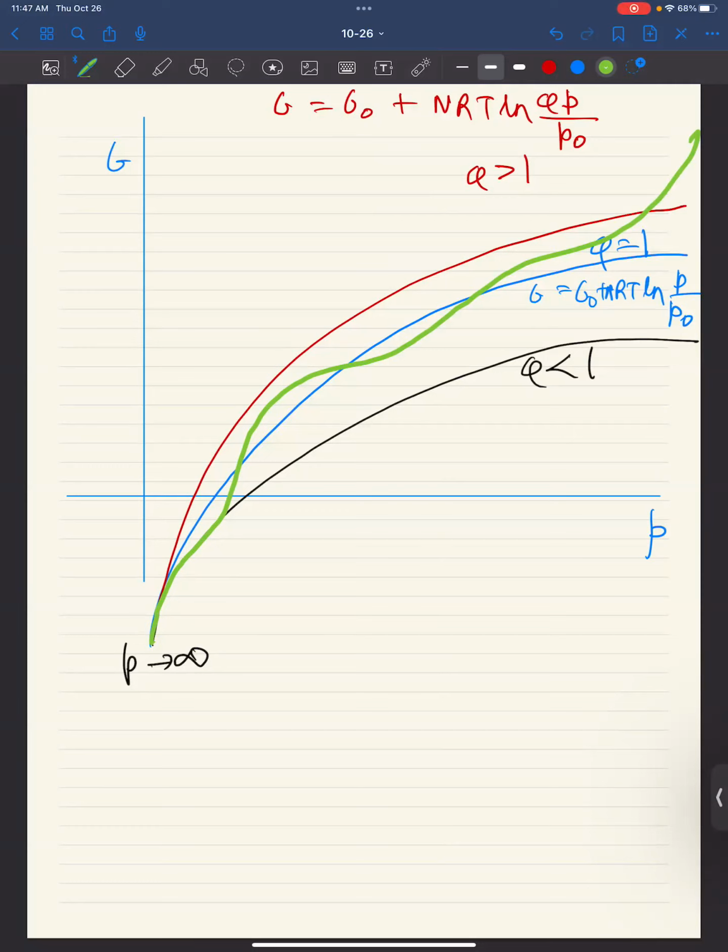Yeah, go ahead. Is the red curve still higher than the blue curve for negative G? Negative G means nothing.